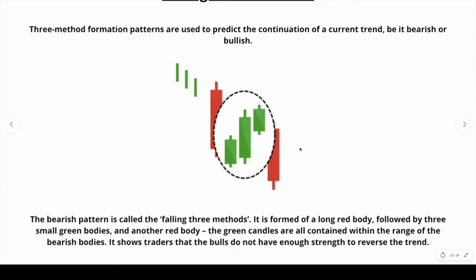So looking at the falling three method as depicted in the description, we have two red candles, and in between those two red candles, we have three green candles. And these green candles, like suggested, are trading in between the range of the first red candle and the last red candle. So there isn't any significant movement between the current prices of the first candle and the last. So they're trading right in between those price ranges.